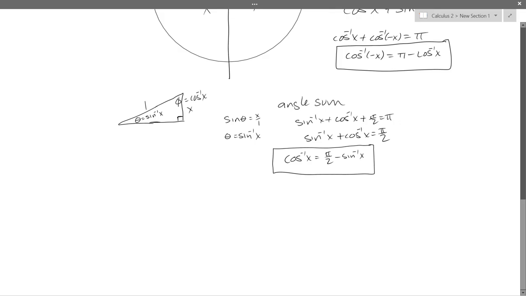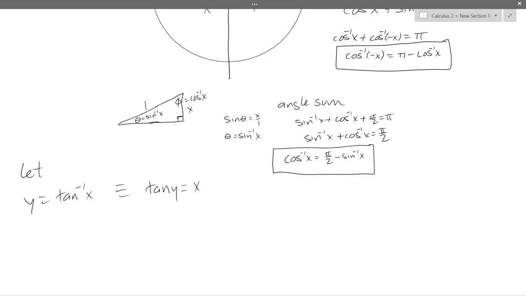All right, we'll go for tangent inverse now. So we'll let y equal tan inverse x. If we flip this around, we can write it as tan y equals x. When you go tan inverse, you have to limit. I like to think about limiting the domain of the tangent function when I think about the inverse, as opposed to thinking about the range of the tangent inverse.